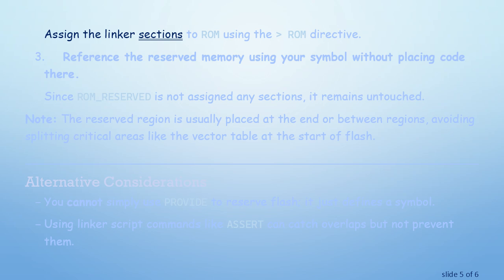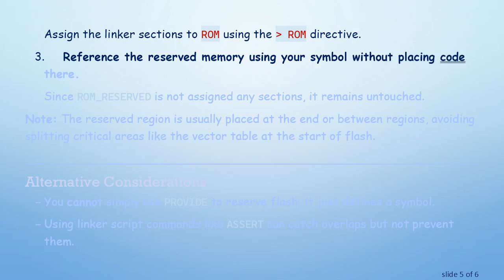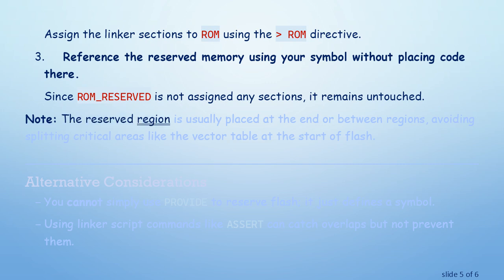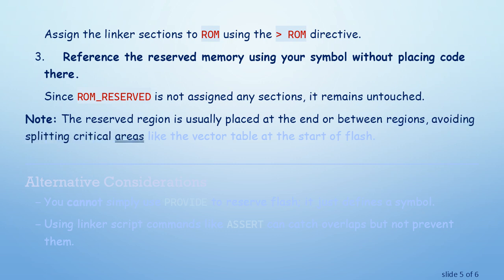Assign the linker sections to ROM using the ROM directive. Reference the reserved memory using your symbol without placing code there. Since ROM_reserved is not assigned any sections, it remains untouched. Note, the reserved region is usually placed at the end or between regions, avoiding splitting critical areas like the vector table at the start of flash.